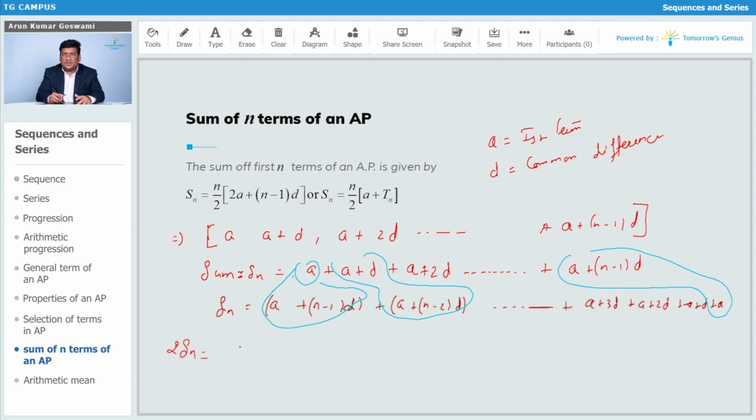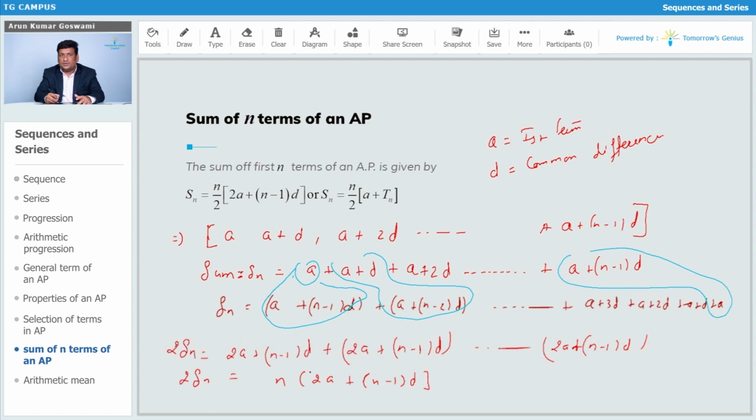Now you see, A plus A is nothing but 2A plus n minus 1 into D. Again, A plus D and A plus n minus 2 into D, which is nothing but again 2A plus n minus 1 into D, and so on. Every term will be 2A plus n minus 1 into D. It means I'm getting n number of terms of 2A plus n minus 1 into D by adding this. So I can say that 2Sn is nothing but n into 2A plus n minus 1 into D, because we are getting n number of terms.